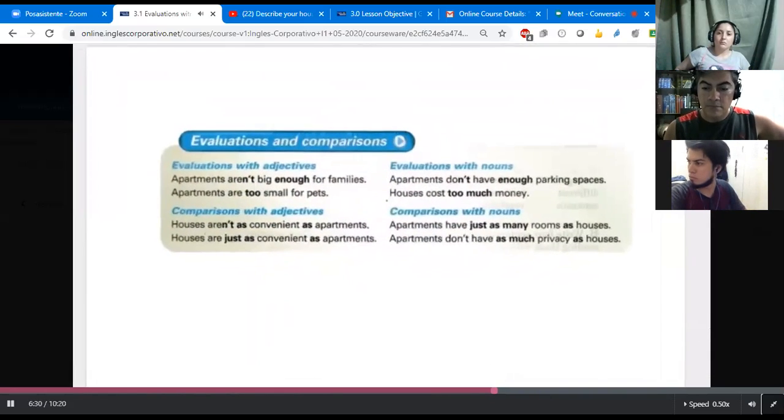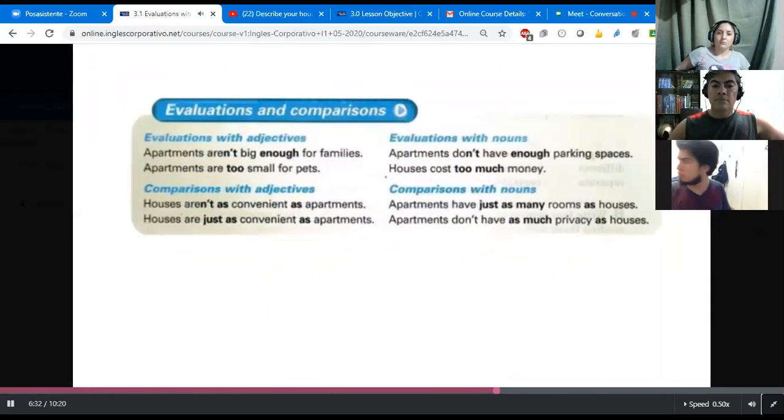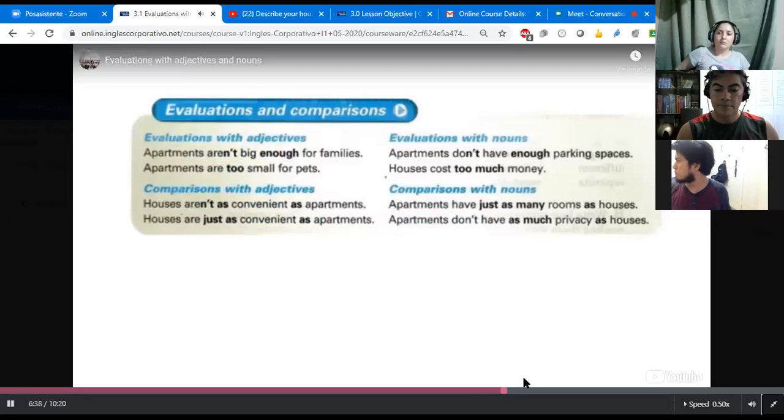The next thing that I would like to do now is to show you how to make evaluations, but now we're going to talk about making evaluations using nouns.